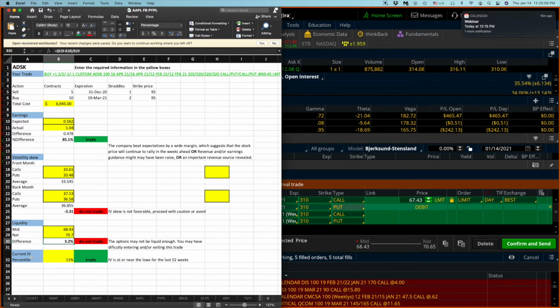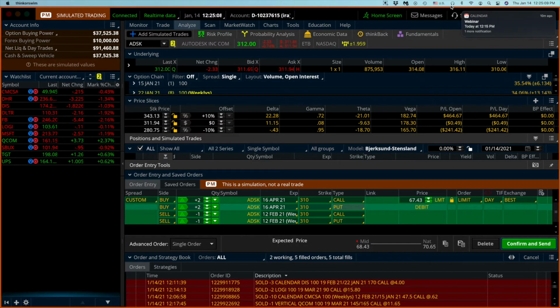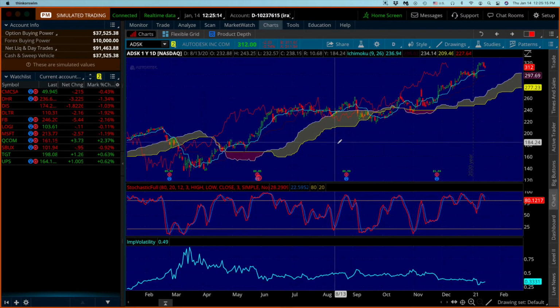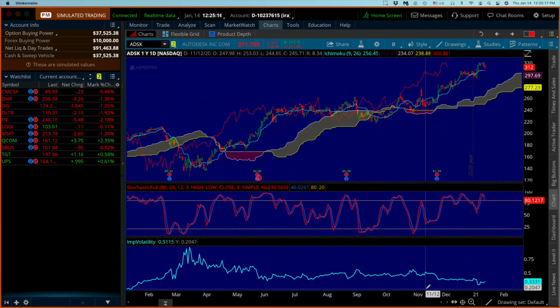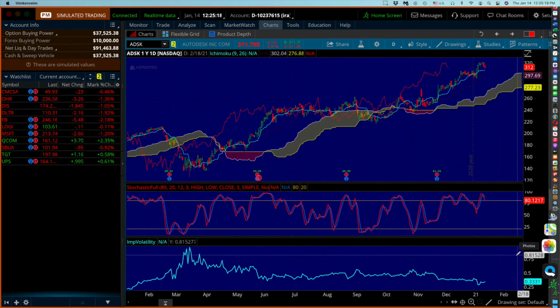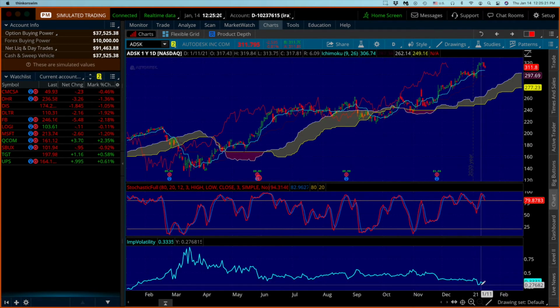And then the only thing left is the current IV percentile. The easiest way to check the IV percentile is to take a look at the chart. This is the implied volatility. You can see that it is way down for the year. This is a yearly chart. It's at the bottom of the chart, the implied volatility.